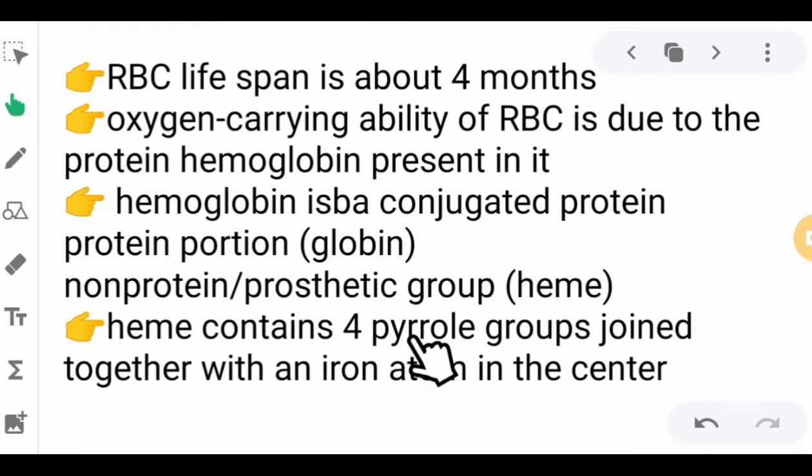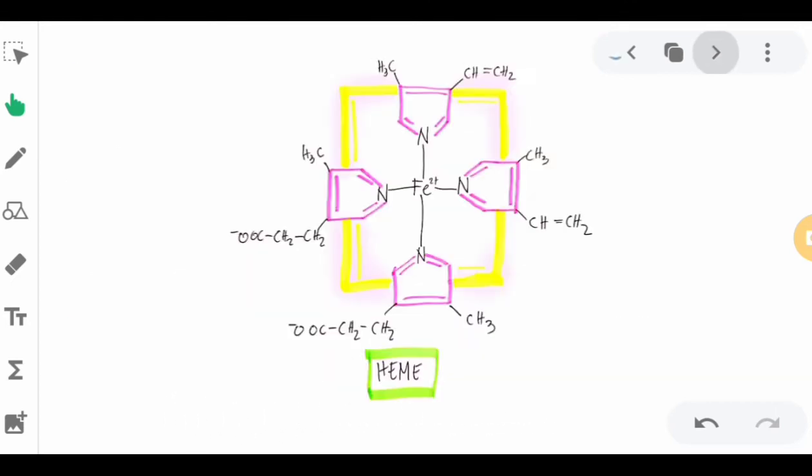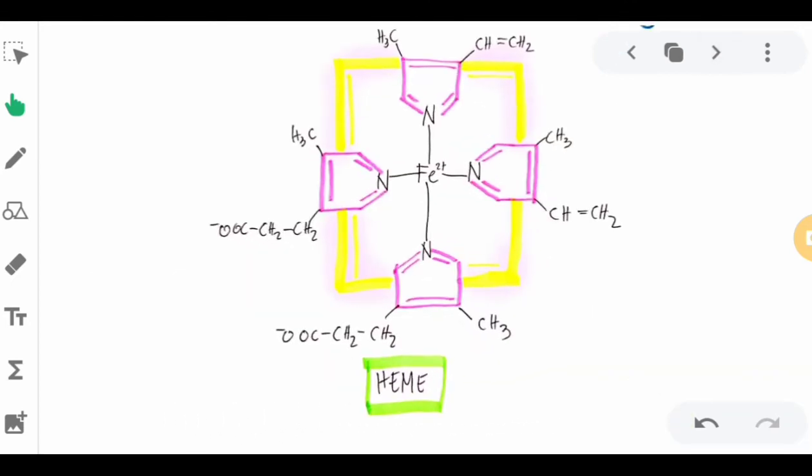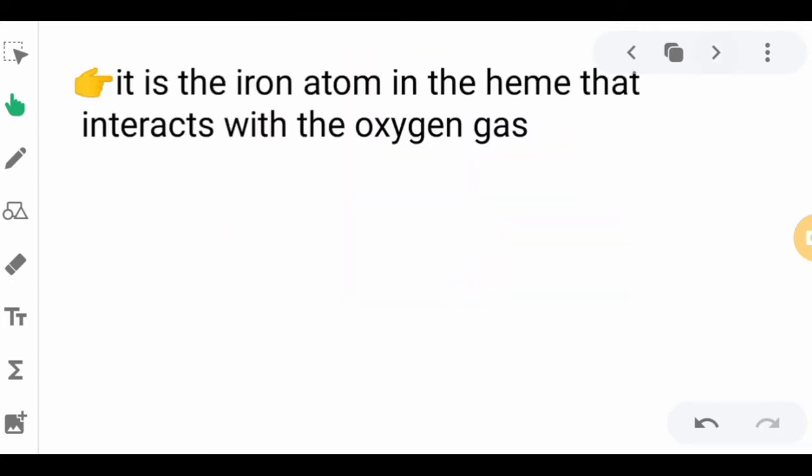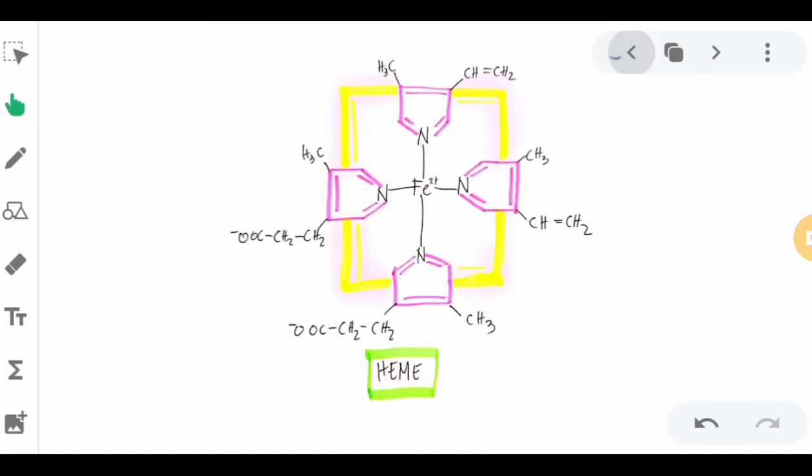Heme contains 4 pyrrole groups joined together with an iron atom in the center. This is the structure of the heme. So this is your iron, and this is the pyrrole group. We call this a tetrapyrrole because there are 4. And it is the iron atom in the heme that interacts with the oxygen gas, this part. So this one is positive, right? And the oxygen is negative, so that is why there is an attraction between them.